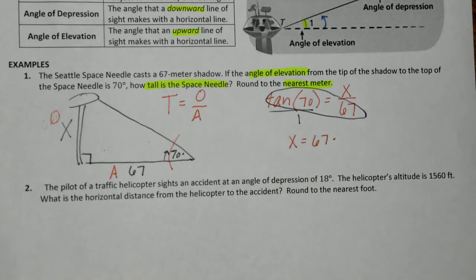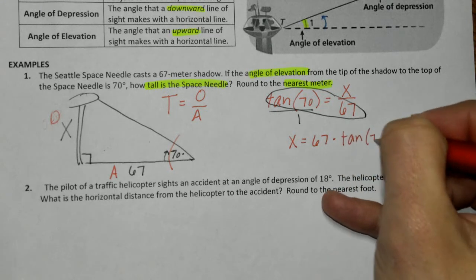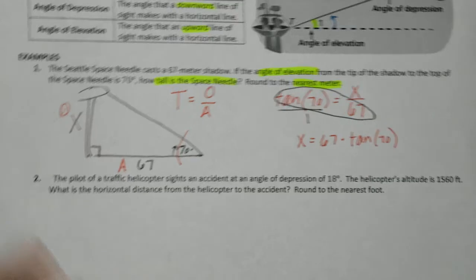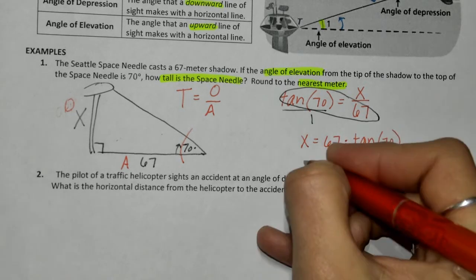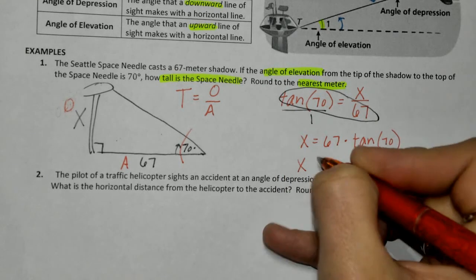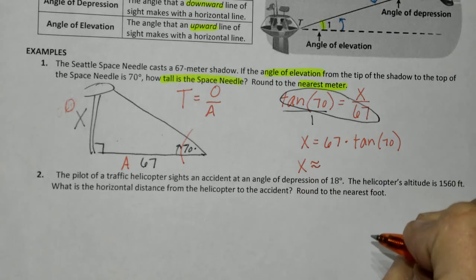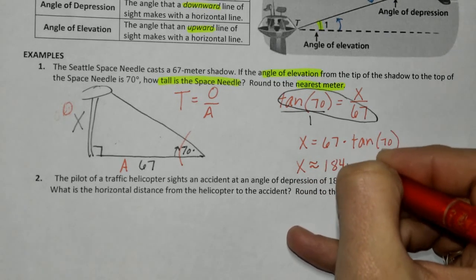67, always remember to put that number first, times the tangent of 70. And if you're at home, use the Desmos scientific calculator. Okay, please stop, pause this on your own, and plug this into your calculator so you're practicing using the Desmos calculator as well. Thank you for pausing it and doing it. X is then going to come out approximately, to the nearest meter, 184 meters.